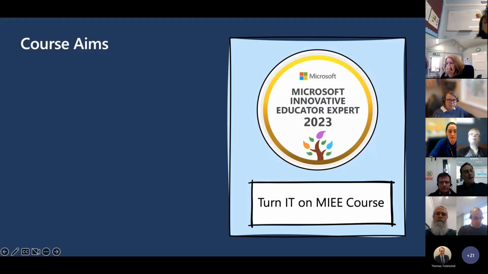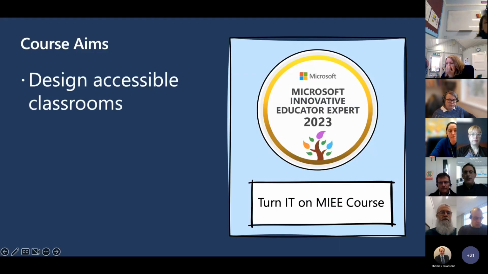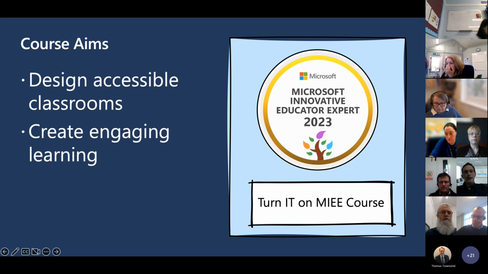The Turn It On MIEE course itself has 3 key pillars that we want to achieve, and one is to help you to create accessible classrooms and accessible learning. There are loads of tools in there, and Tom mentioned one earlier, which is Immersive Reader, but there are lots of others too. We'll look at that during the course of this program.